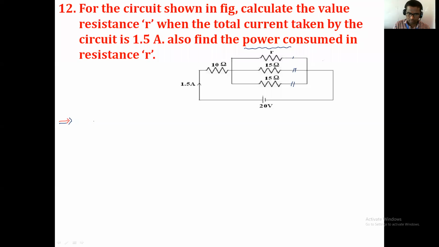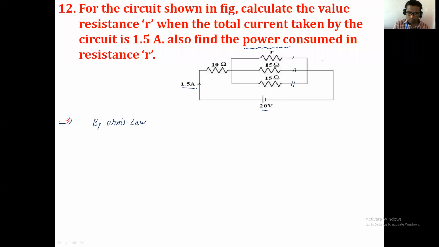Another way is this: what is this 1.5 ampere? It is the total circuit current. What is this 20 volt? It's the total circuit voltage. If you know the total voltage and the total current, can you calculate the total resistance? Yes or no? Yes. How can you calculate it? Ohm's law.